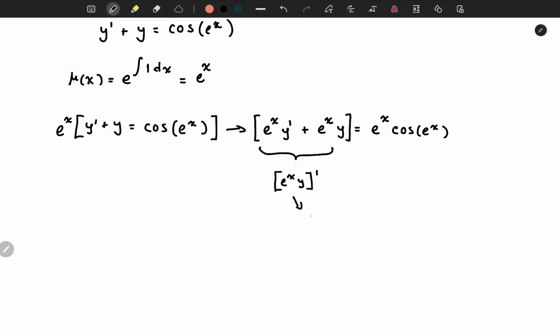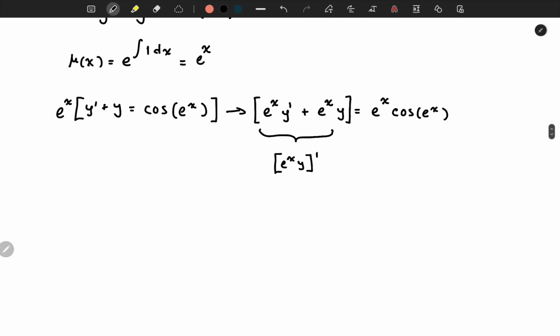Well, e to the power of x times the derivative of y, that's just y prime, and then plus y times the derivative of e to the power of x, and we can see these are the same. So that means we can rewrite it like this. So now let's rewrite our equation.